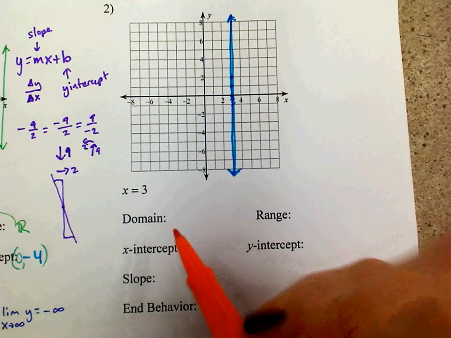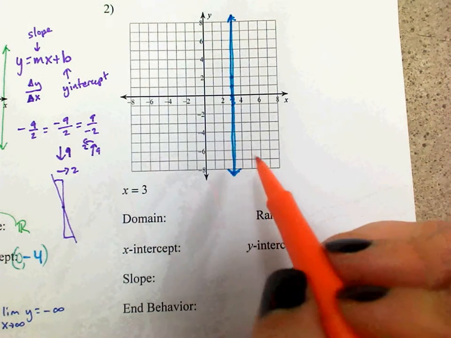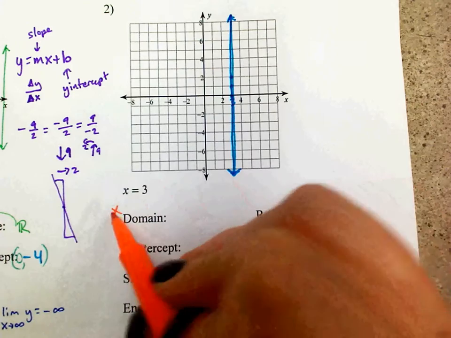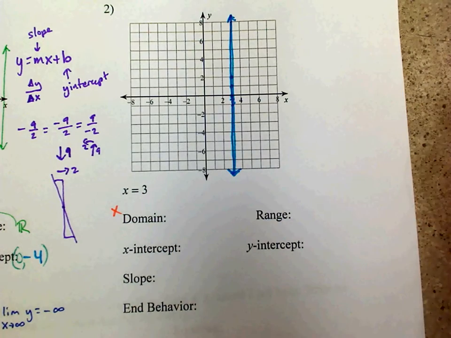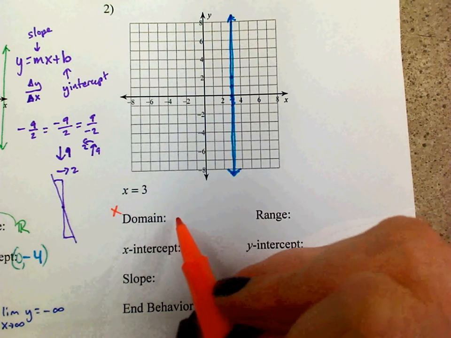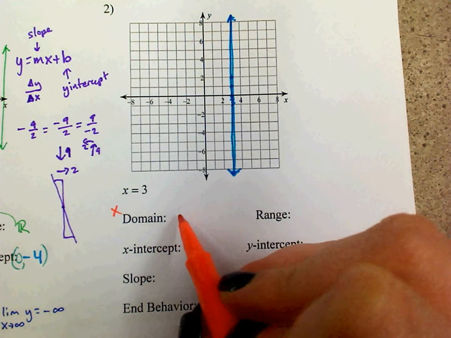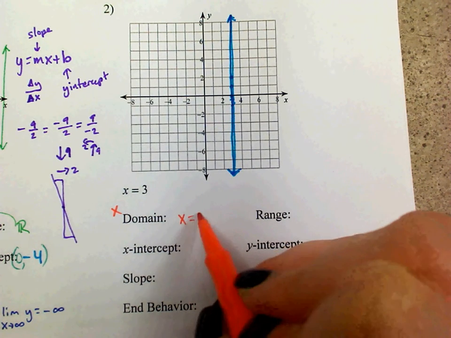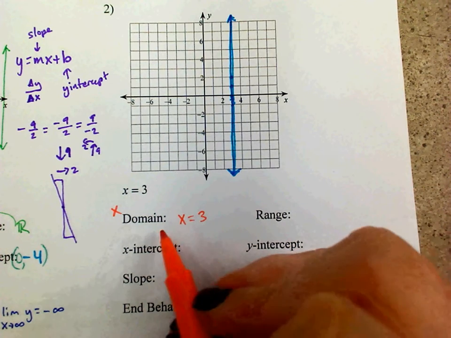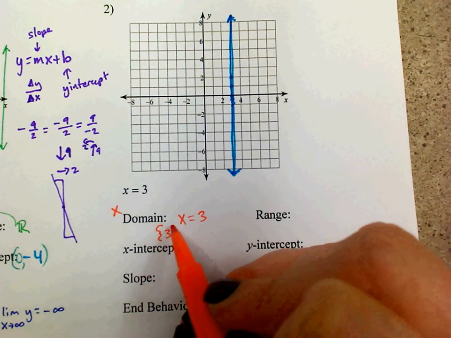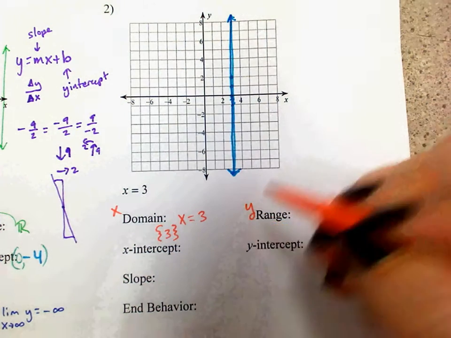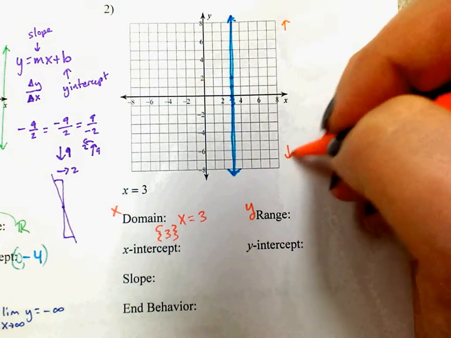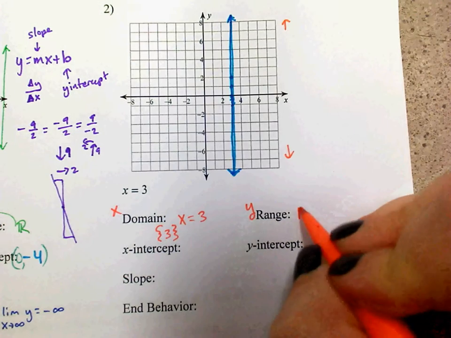So, domain. Domain is left and right. So, remember that's the x values, and the only x value that this function exists for, or this non-function, this expression exists for, is 3. So my domain is just x equals 3, or you could do the curly bracket and just say that. Okay? Range is up and down the y's. So does it go all the way up and all the way down? And in fact it does. So the range is all real numbers, or negative infinity to positive infinity.